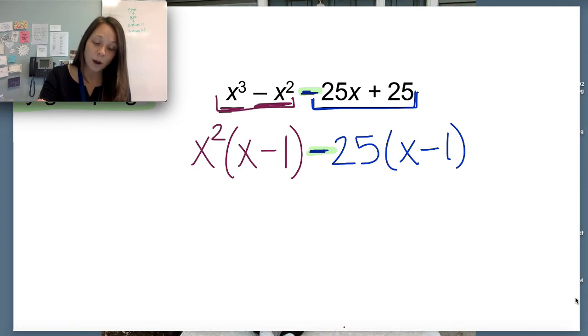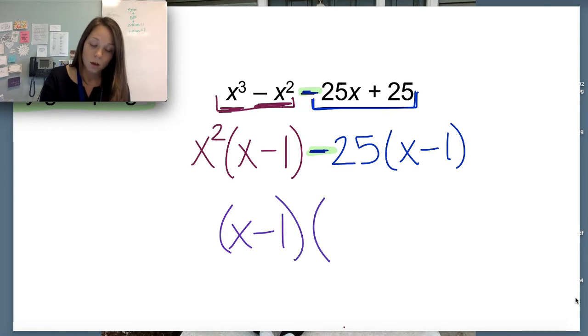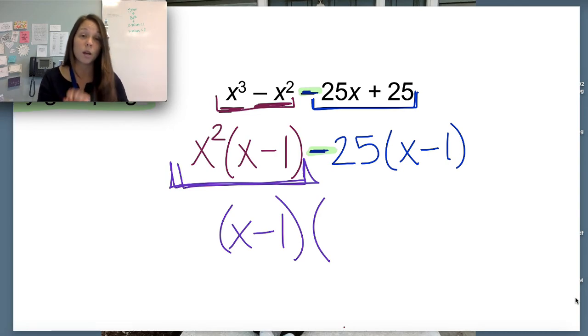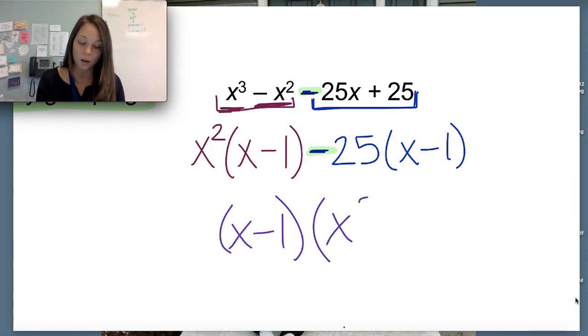So if I factor out or pull out that x minus 1, what I'm left with, which was once x squared times x minus 1, but I've taken the x minus 1 out and now it's being multiplied out front, I'm now left with x squared. I did have minus 25 times x minus 1, but I've pulled the x minus 1 out, so now all I'm left with is minus 25.